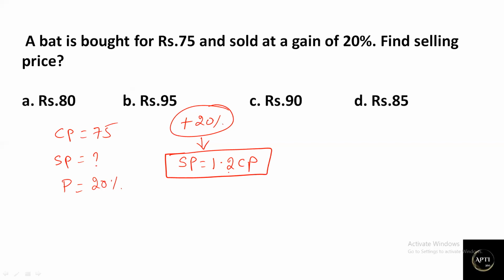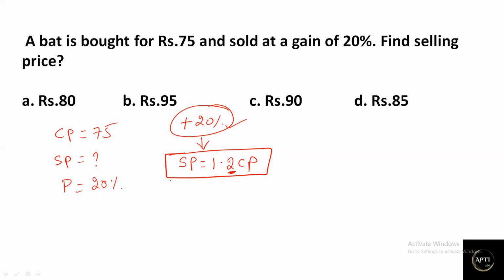And in this 1.2, after the decimal, what is the number we have? We have 2, correct? The 2 indicates 20%. In case they give 30%, this value will become 3, 1.3. If the given profit is 90%, 1.9. Whatever value we have after the decimal, 2 indicates 20%, 5 indicates 50% profit, 8 indicates 80% profit.